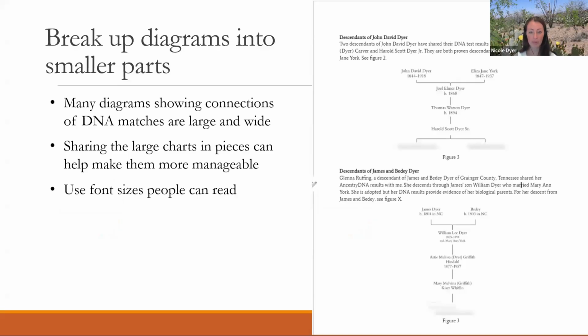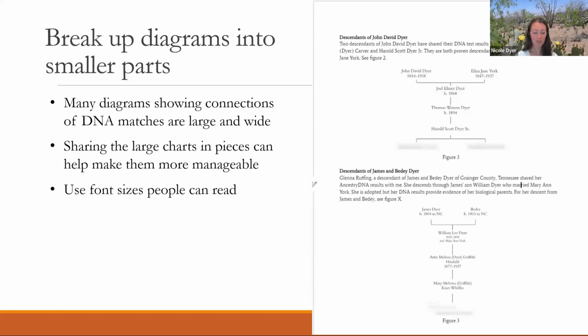When we make a diagram of our DNA matches, oftentimes that will grow really large and wide, and it will show all the DNA connections and how everyone links up to a common ancestor, but it's not really conducive to sharing in a report. So when I wrote my report about the Dyer research I've been doing, I broke it up into smaller pieces in order to make it more manageable, and also so that any reader can actually read the diagram. I try to use font sizes that people can actually read, as you can see in this example here.